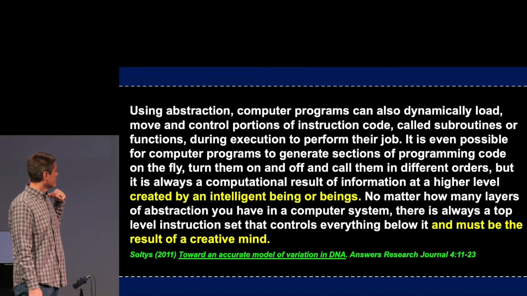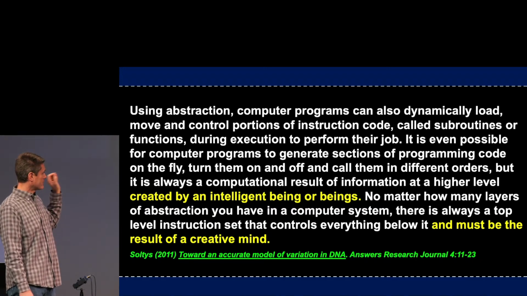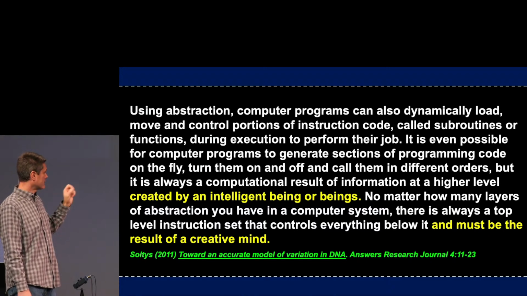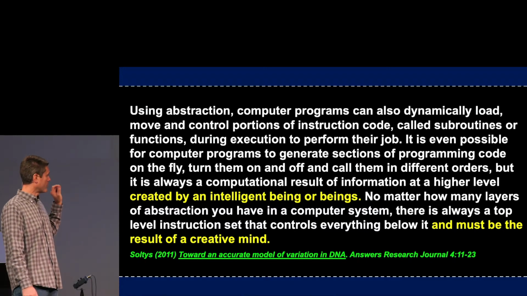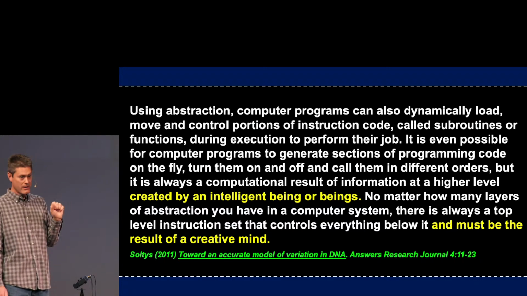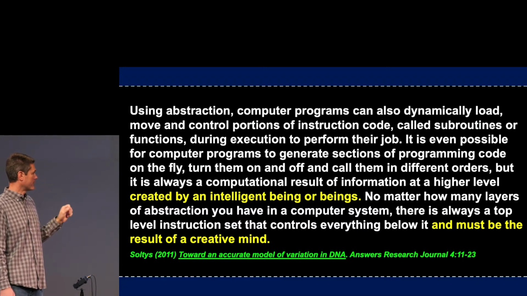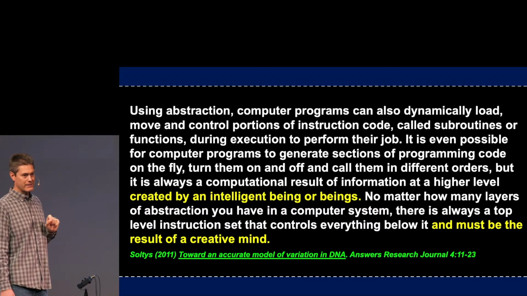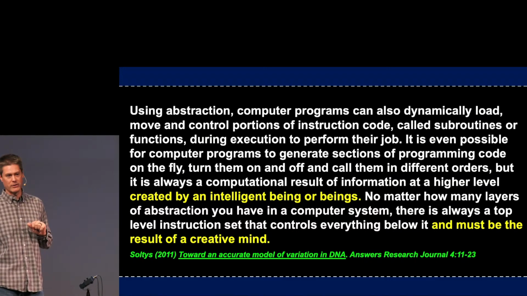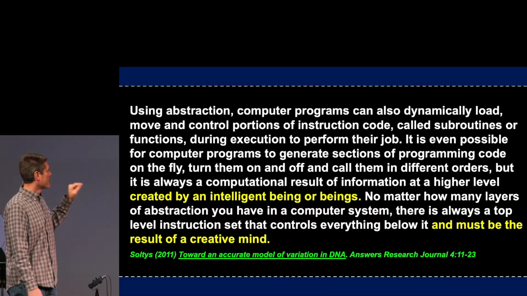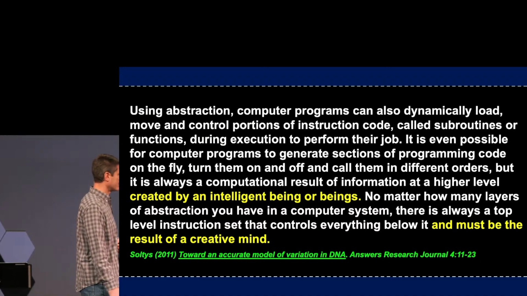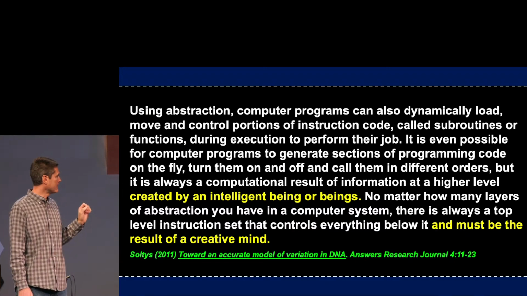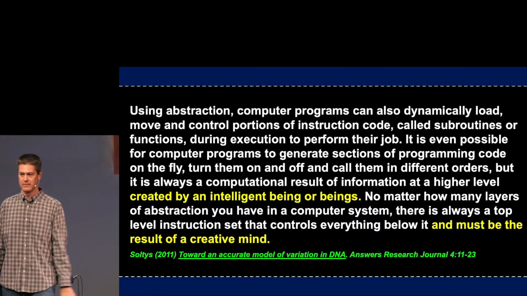Here's the actual quote. Using abstraction, computer programs can also dynamically load, move, and control portions of instruction code, calling subroutines or functions during execution to perform their job. It's even possible for computer programs to generate sections of programming code on the fly, turn them on and off, call them different orders, but it's always a computation result of information at a higher level created by an intelligent being or beings. Computer codes don't happen by chance. They're designed. No matter how many layers of abstraction you have in a computer system, there is always a top-level instruction set that controls everything below it and must be the result of a creative mind.